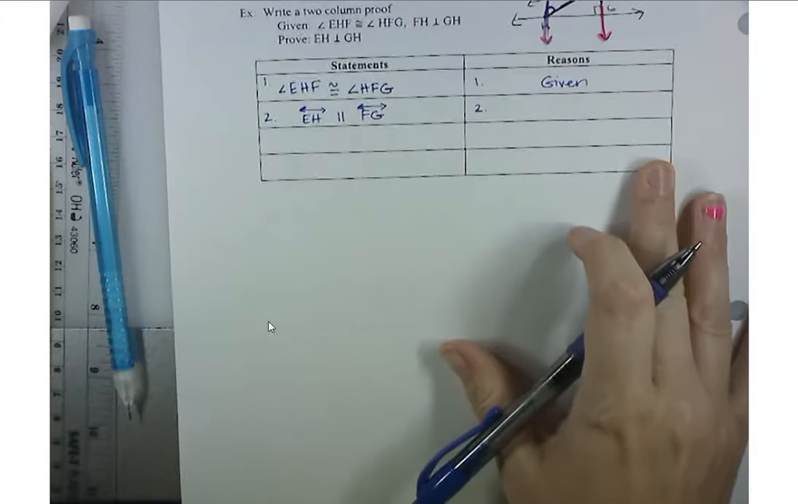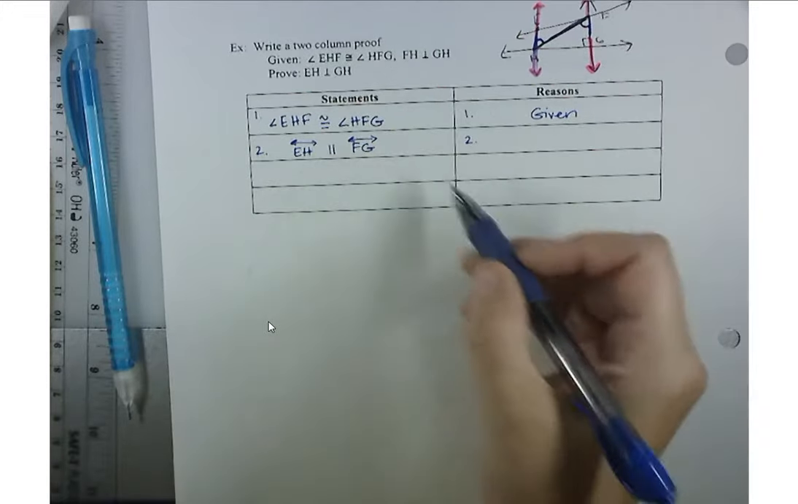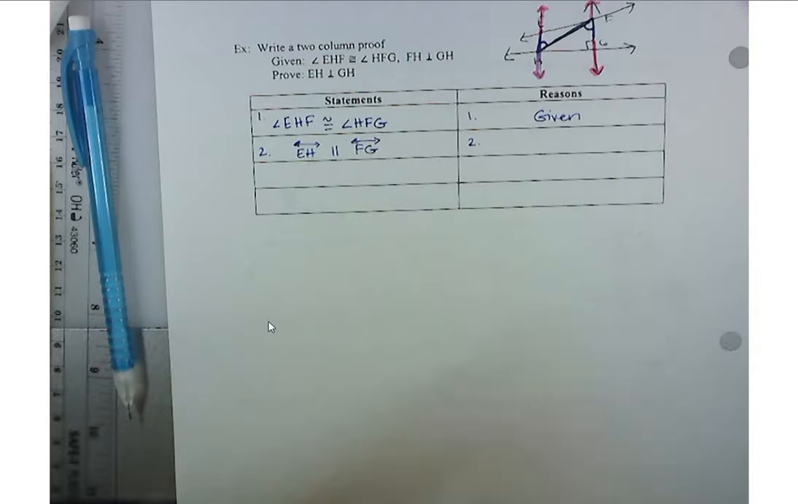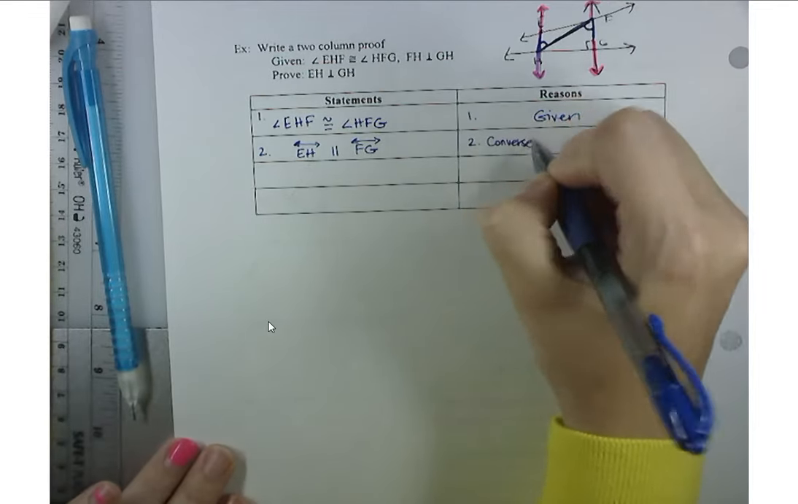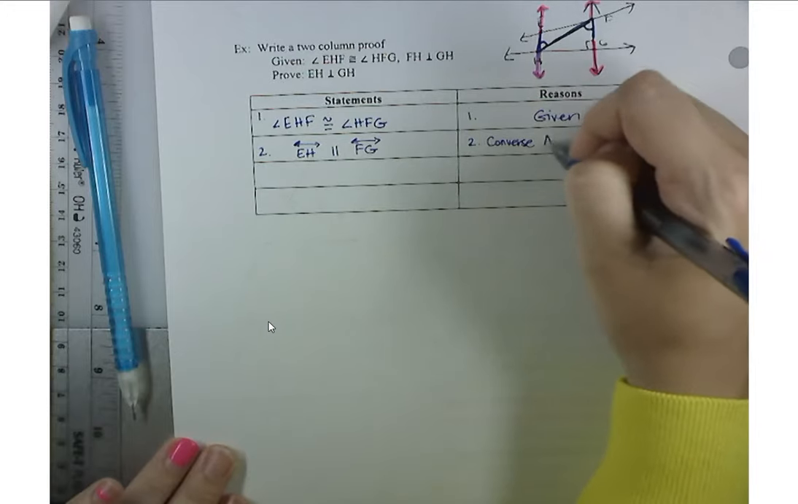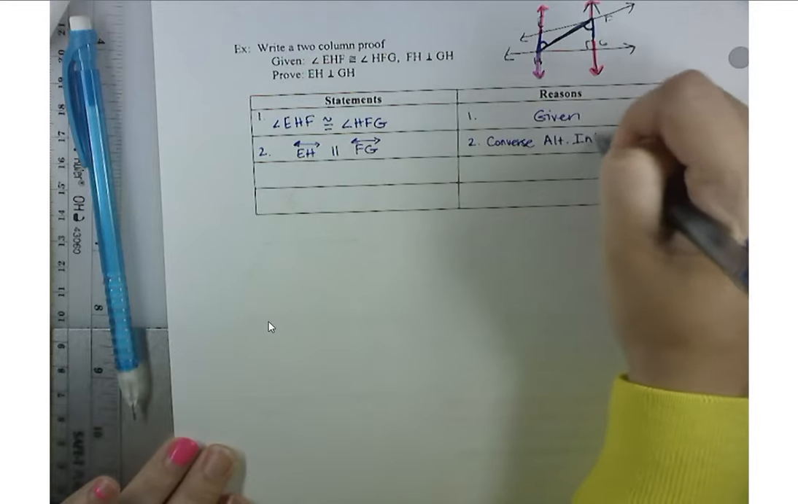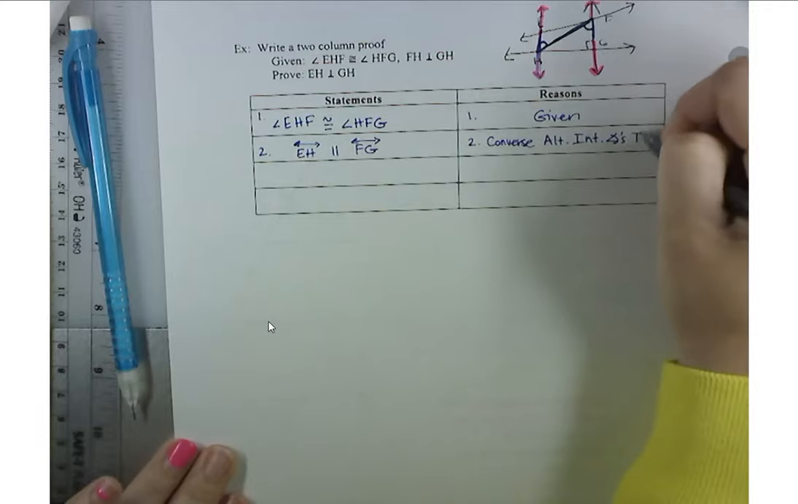So we already talked about why. We said we knew these were parallel because these angles are what? Alternate interior. Yep. Okay, so then what would be our reason? Converse of alternate interior angles. Okay, so the converse, right? Because the converse is what proves the lines are parallel. So this is going to be the converse of the alternate interior angles theorem.